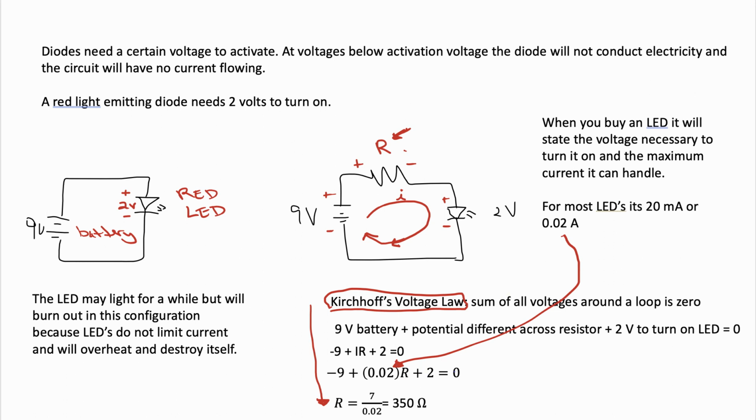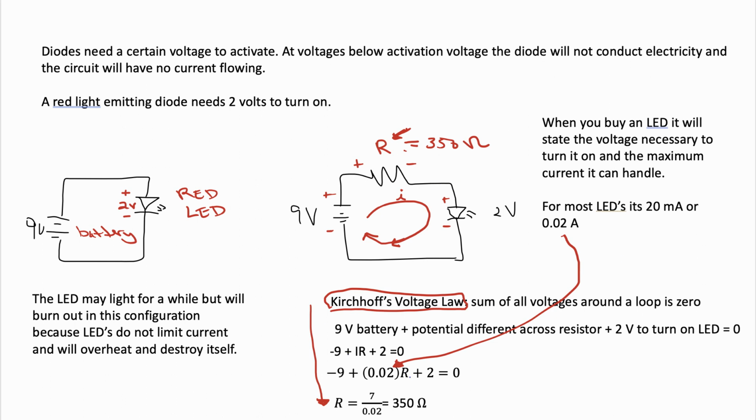Times R plus 2 equals 0. And then we just use some algebra to solve for R. So if we put in a 350 ohm resistor, we'll say R equals 350 ohms, in this circuit, then the current will be limited to 0.02 amps, okay? And you won't burn up your LED. You could use a bigger one just to be on the safe side.